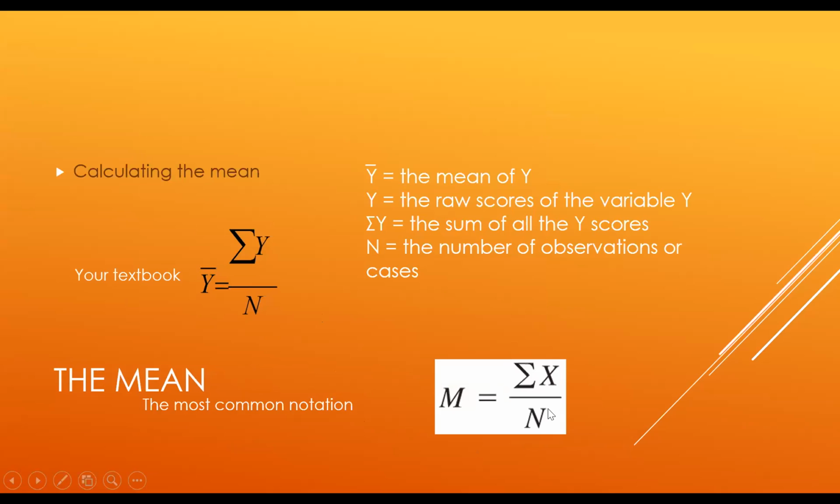So it's summing all of the responses, right? All the numbers you saw, dividing it by the number of cases. You've done this 1,000 times, right? You just add it up, divided by the number.